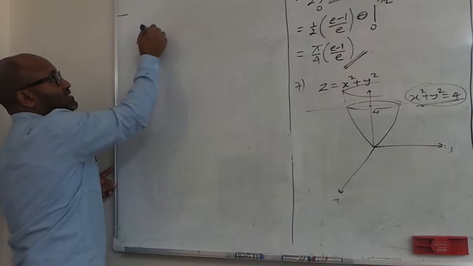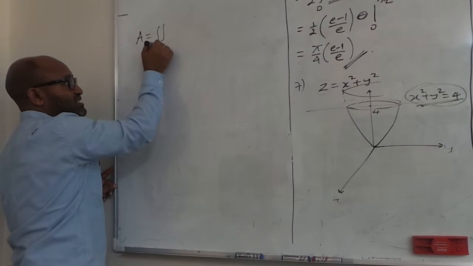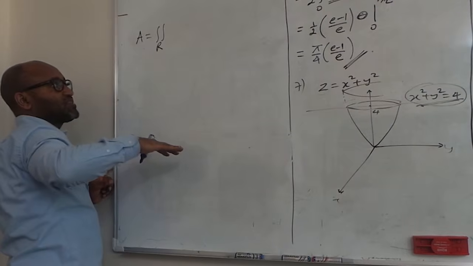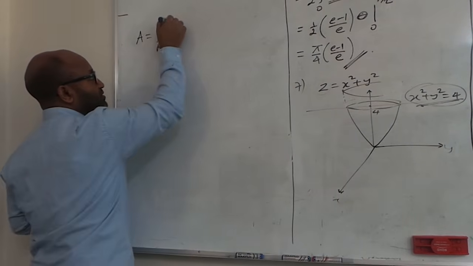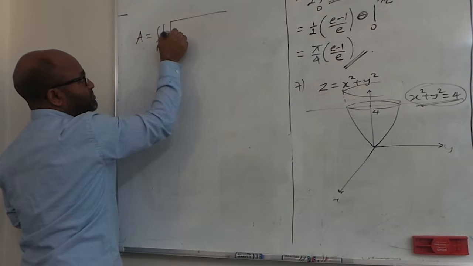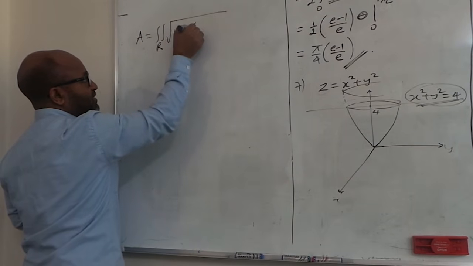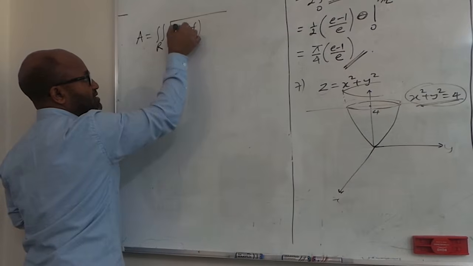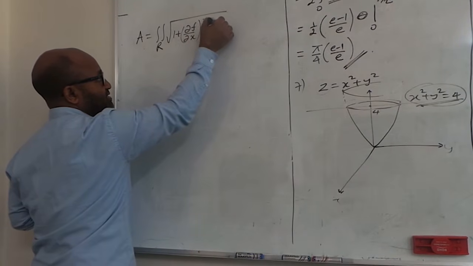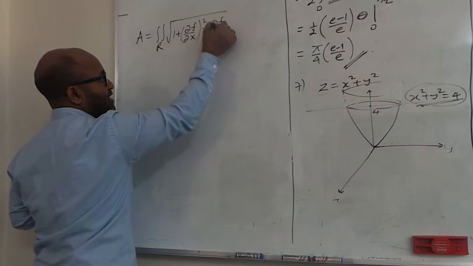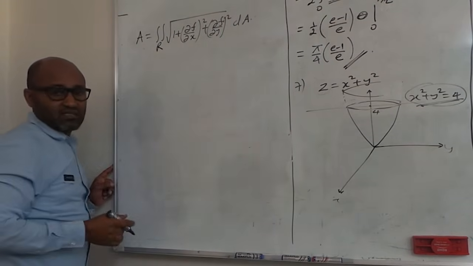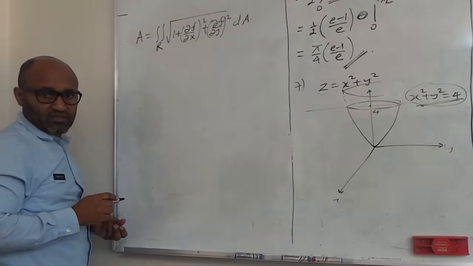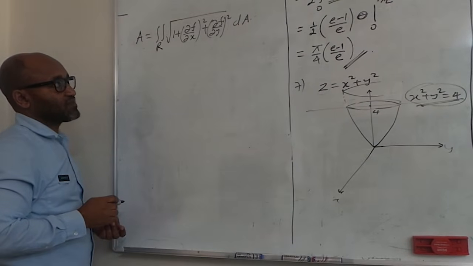The area of the surface for a function of two variables is the double integral over the region R, the region on the xy plane, of the square root of 1 plus the partial derivative of f with respect to x squared plus the partial derivative of f with respect to y squared, dA. This is the area of the surface. That's the formula that we have.